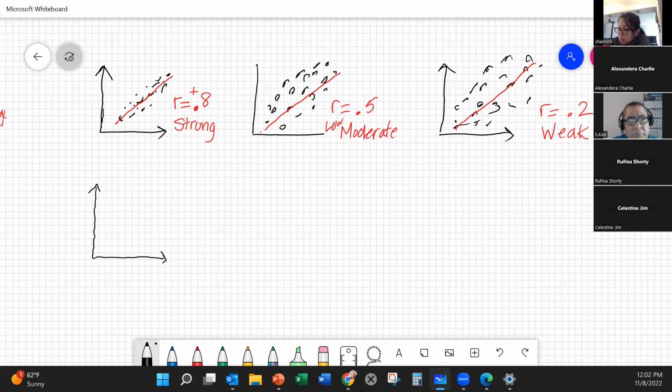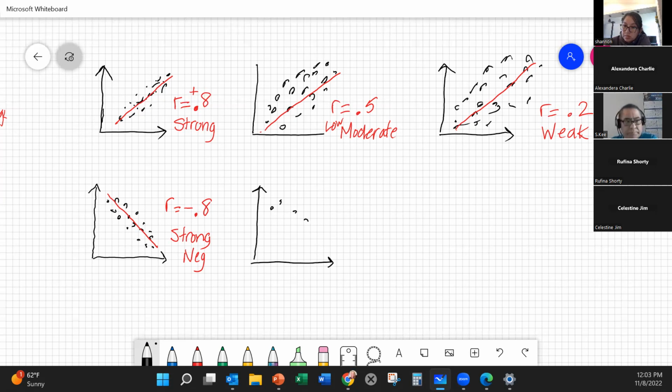If we had something like this, with a line going down, we would call this a negative relationship. So we're going to have R equals negative. This is probably 0.8. And so this is a strong negative relationship. If we have something like this, the points are a little bit further from that line of best fit, but still a pretty distinct pattern. This would probably be R equals negative because the line is going downward, and probably around a 0.5, a moderate negative.